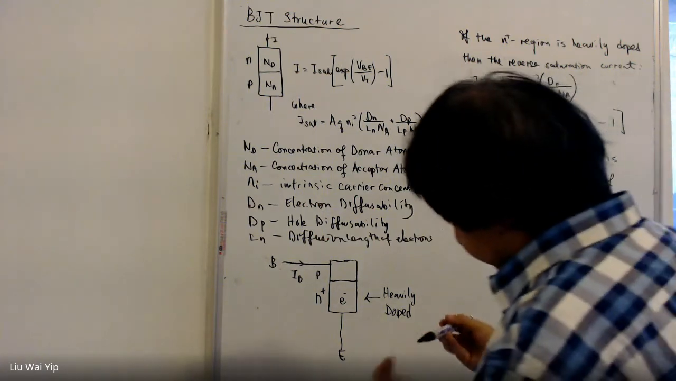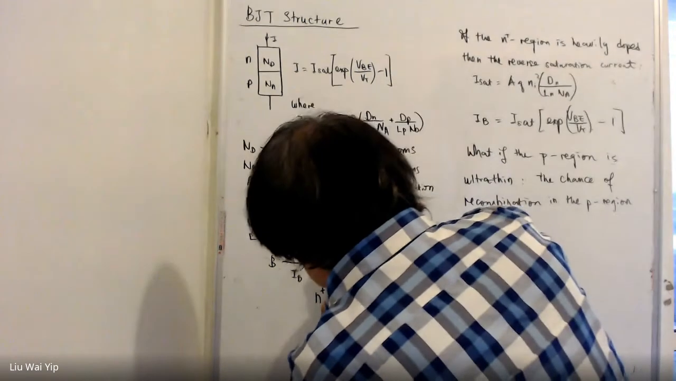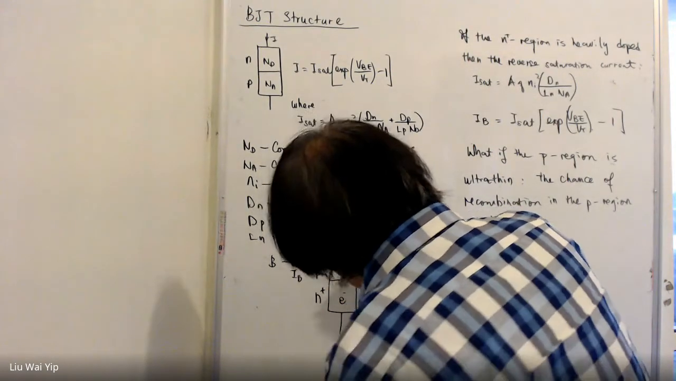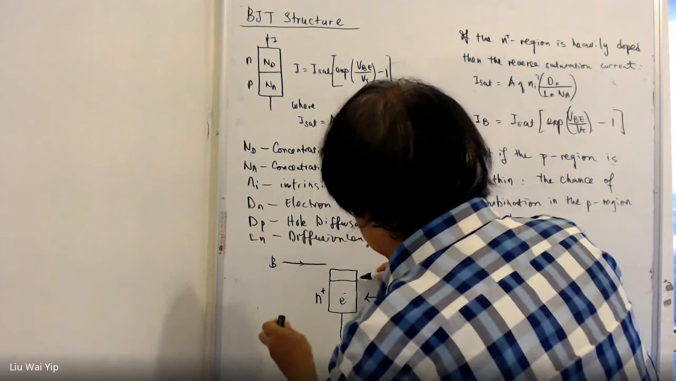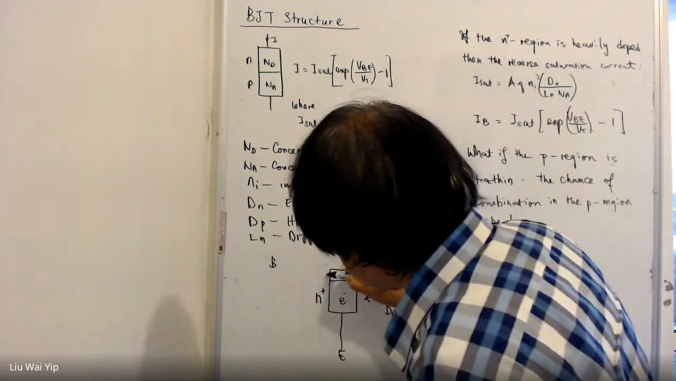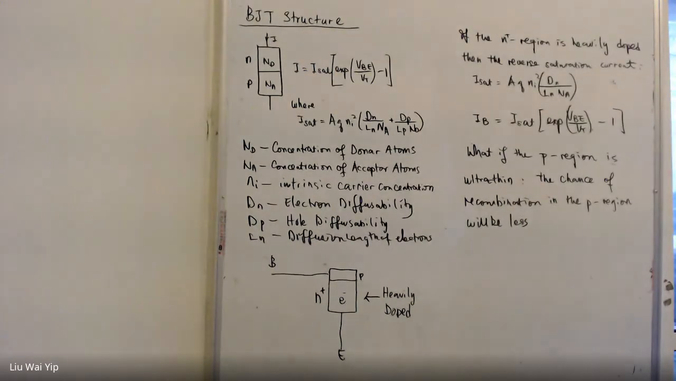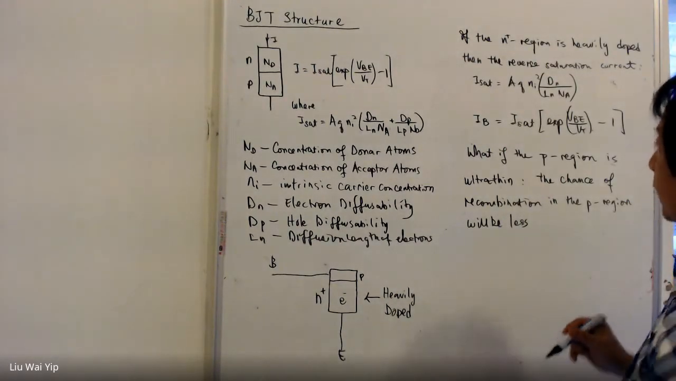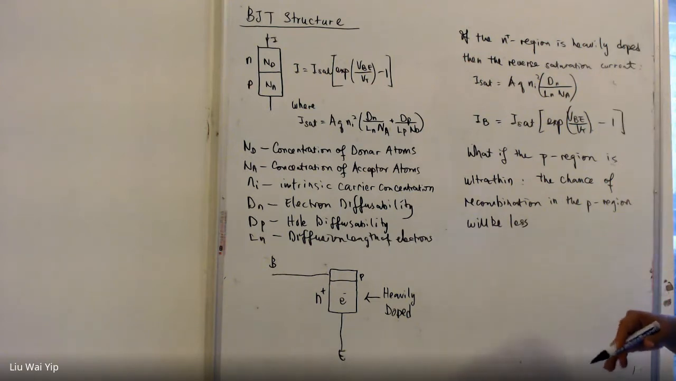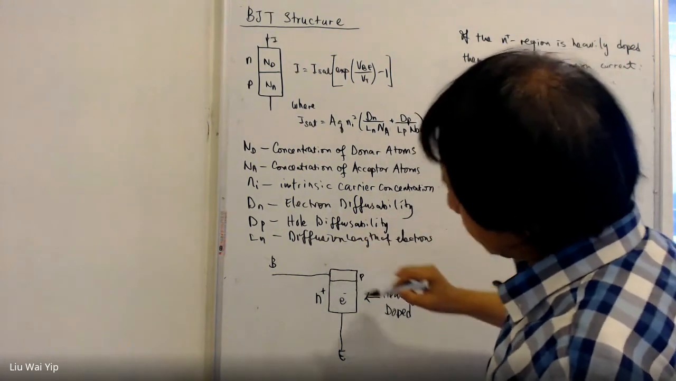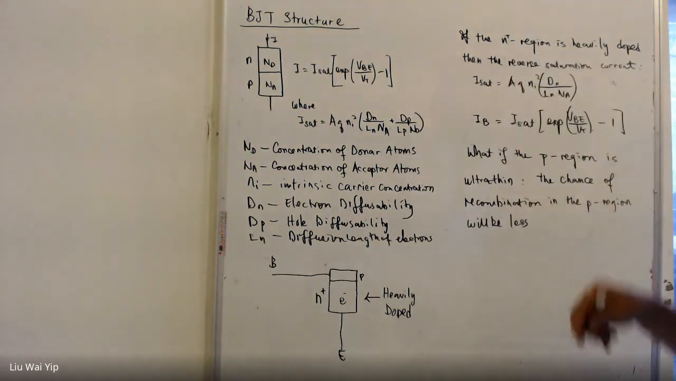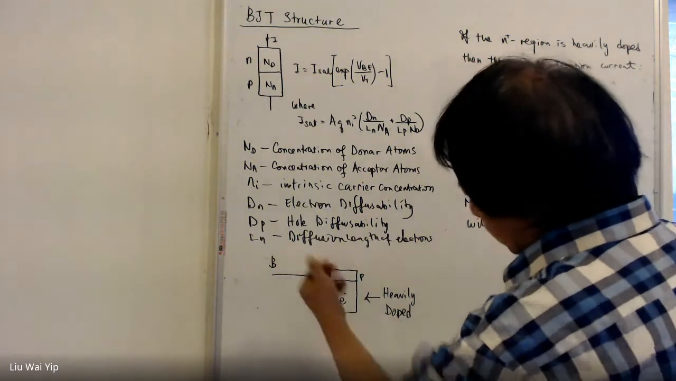Now let's try this. We make it as thin as possible. Let's say so thin to this extent. And this is P, and this is P. Then theoretically, with less chance of recombination, there is a lot of current, but unfortunately, it also depends on the area of the base region. It also depends on the geometry of the structure.